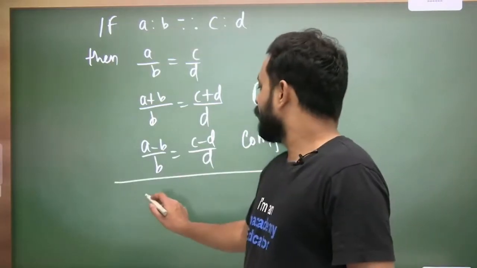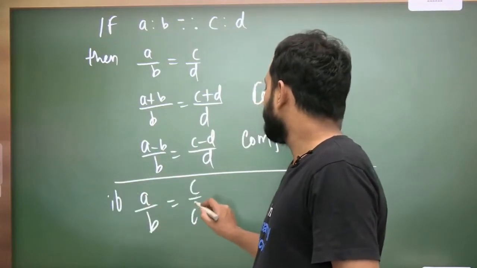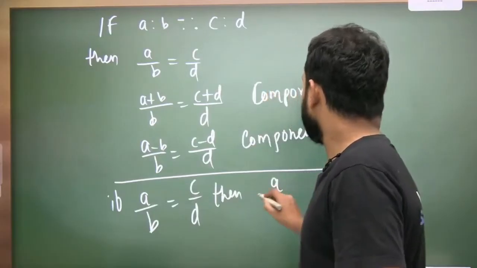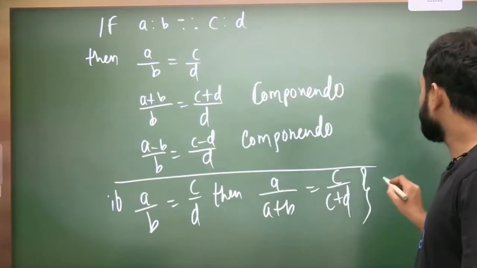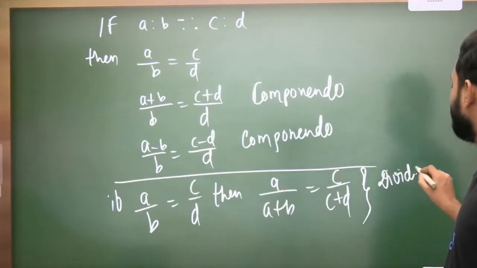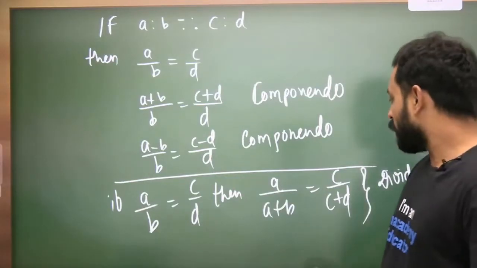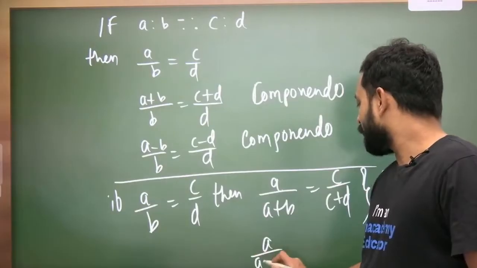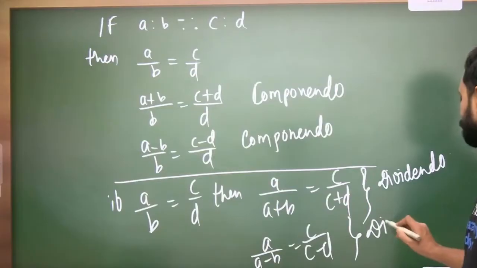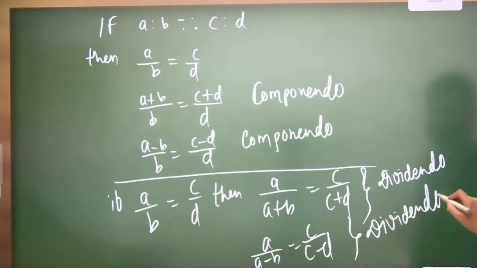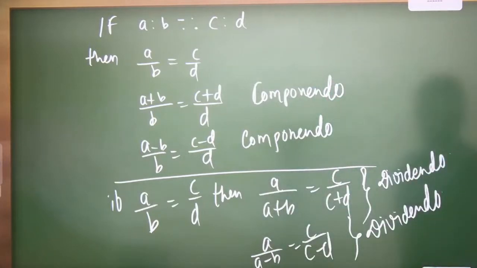Similarly, if A upon B is equal to C upon D, then A upon A plus B is equal to C upon C plus D. Such kind of operation is called dividendo. I hope this is clear. Or you can also say that A upon A minus B is equal to C upon C minus D. This is also called dividendo. I hope this is clear.